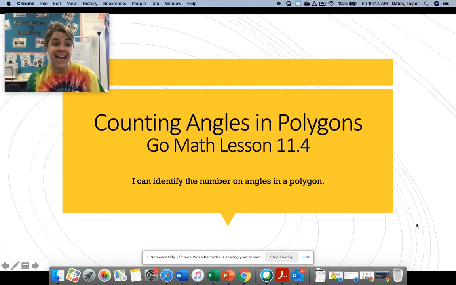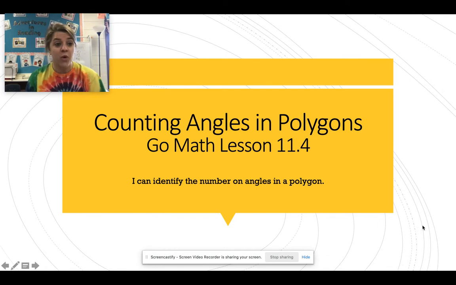So today we are going to be working in our Go Math book, lesson 11.4, and we're going to be working with counting angles in a polygon. All right. So go ahead and grab your big Go Math book, okay? And then let's get ready to go with 11.4.